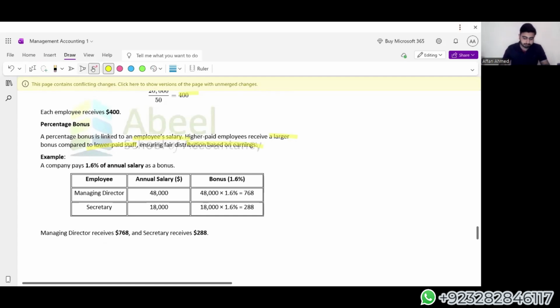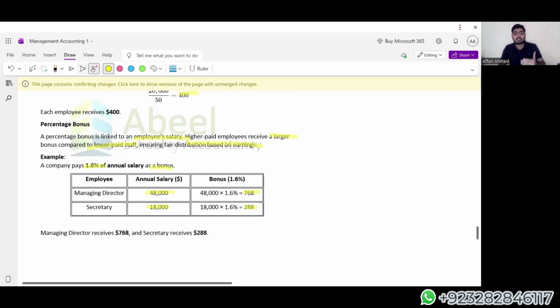So for a managing director, the company pays 1.6% of annual salary as a bonus. So the managing director has a salary of 48,000. So he's getting $768 as a bonus. And the secretary has an 80,000 salary. So he or she, whoever it is, is getting $288 as the bonus.